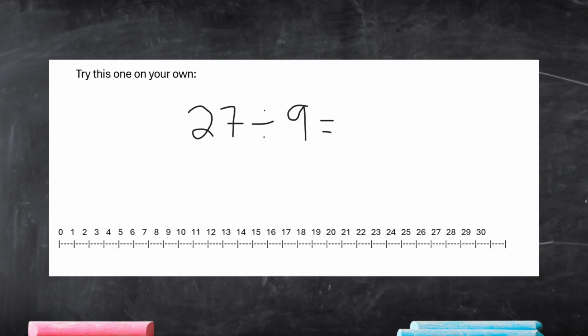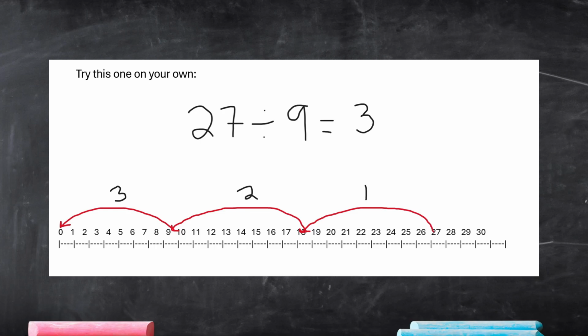All right, so here we go with this. We are going to start at 27, and we are going to make our first jump of 9 backwards and end at 18. Then we're going to do our second jump of 9 to get back to 9, and then our third jump of 9 to get back to 0. That is a total of 3 jumps, which means the final answer to this problem is 3.